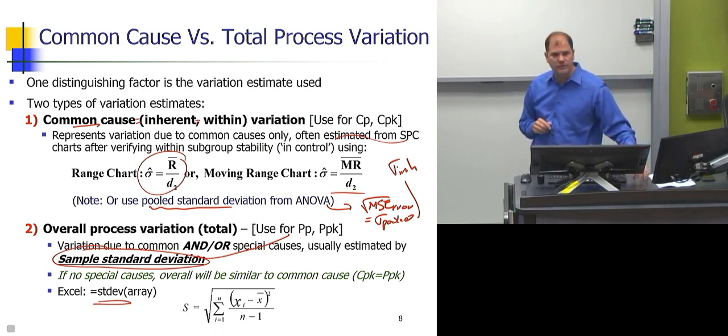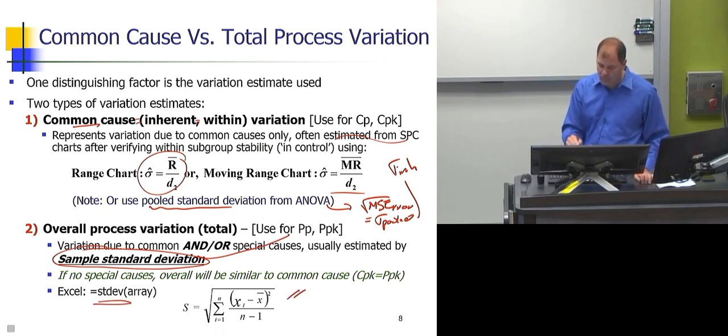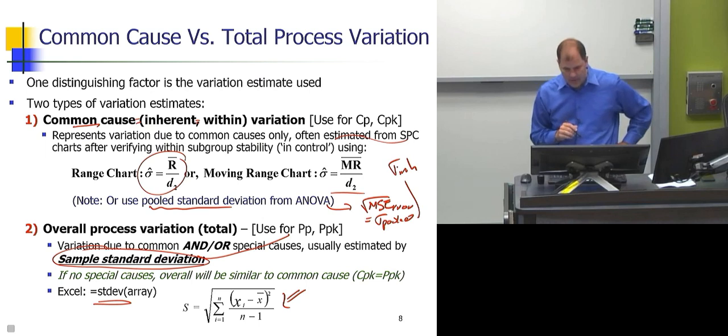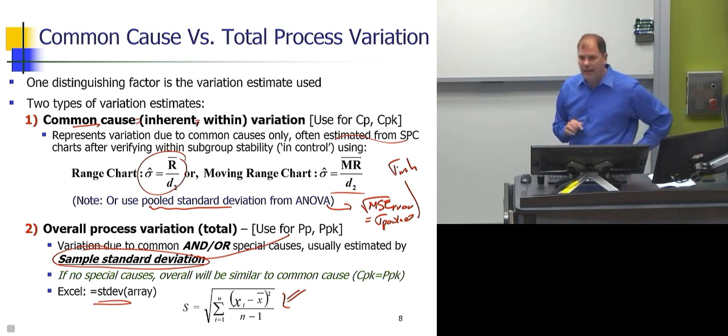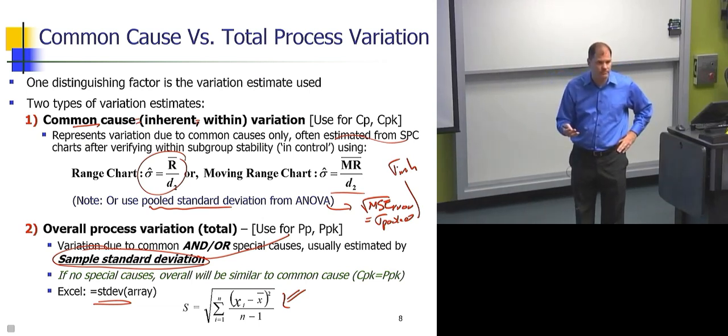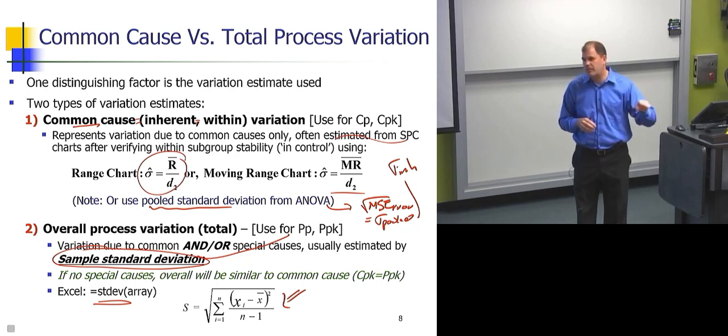Excel is just the equals STDEV, or this is the formula you could pull out of any textbook in the world to calculate the standard deviation. All right, here is very important to start to see this. If you have a process and everything is in control and there are no special causes, what should be the relationship between the overall and the within group? If both the range and X bar charts are in control and there are no special causes, what should be the relationship between sigma within group and overall?